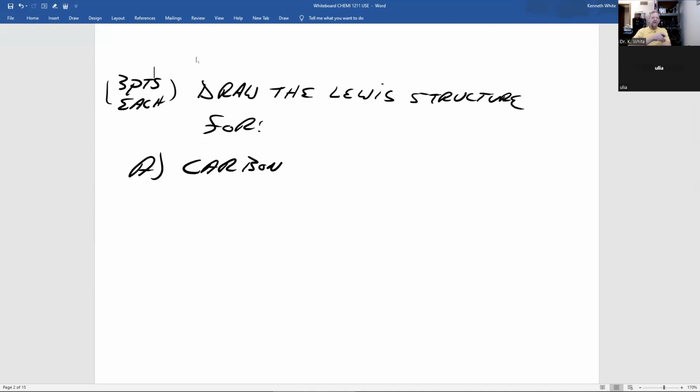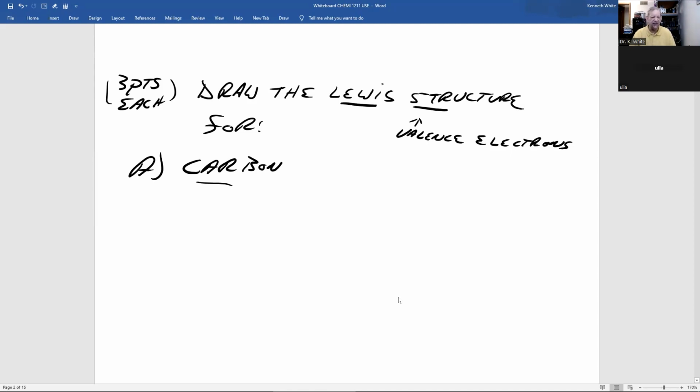So the question is 3 points each. Draw the Lewis structure for A, carbon. Well, what do I do? Well, first of all, you should know Lewis structures are for valence electrons. So we first have to find out how many valence electrons carbon has. Well, how do we do that?